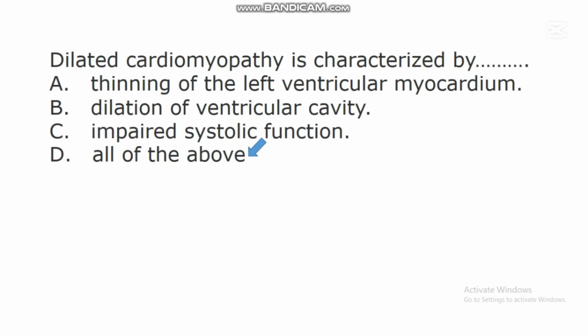There is a type of cardiomyopathy called dilated cardiomyopathy. Studies have shown that this dilated cardiomyopathy is characterized by thinning of the left ventricular myocardium. There is dilation of the ventricular cavity. When this problem occurs, there will also be impaired systolic function. All these things are facts about dilated cardiomyopathy.